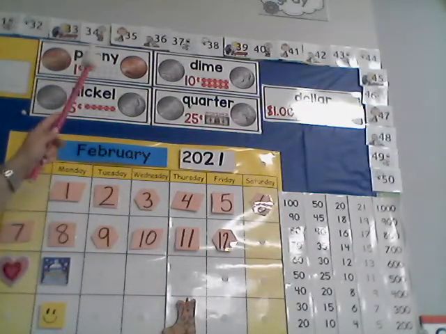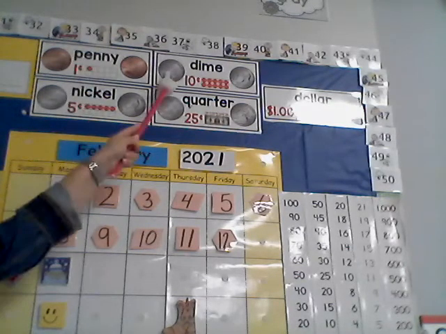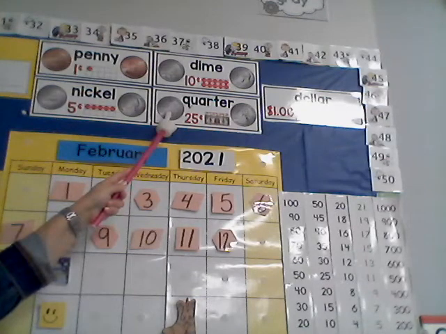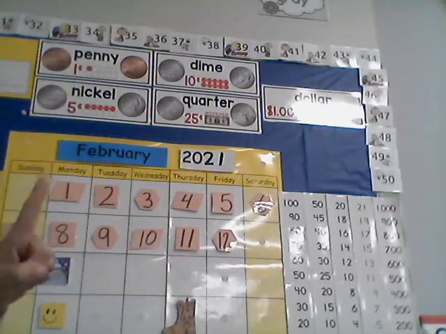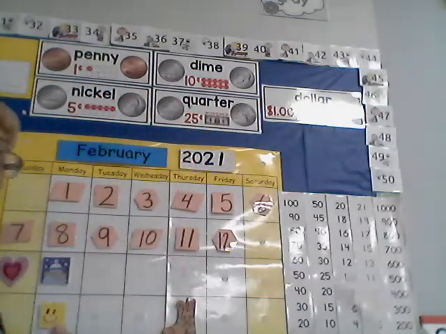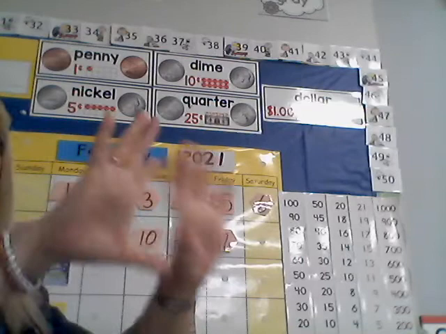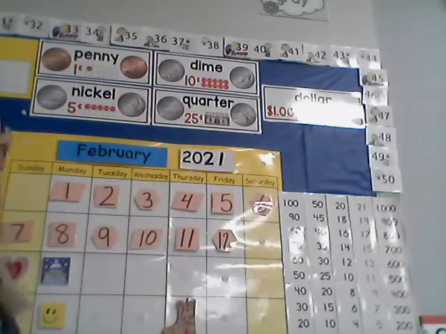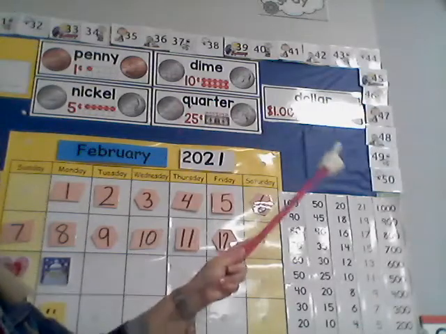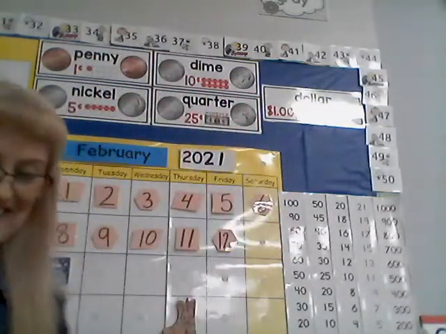How much is a penny? How much is a nickel? How much is a dime? How much is a quarter? A penny is one. A nickel is five. A dime is 10. And a quarter's 25. And a dollar is 100.